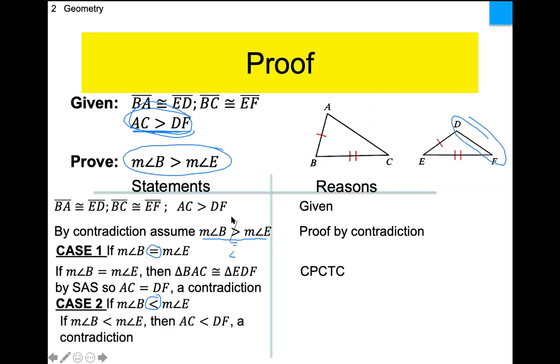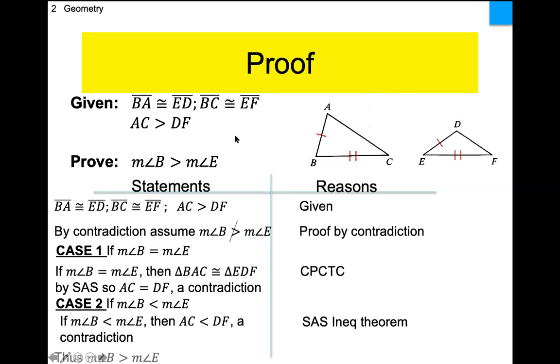So that can't happen. Why? Because in case 2 we're claiming that B is smaller than E. Therefore, by the SAS inequality theorem, DF must be the larger of the two. And that contradicts the fact that in the given, you're told that AC is larger than DF. So that didn't work either. If angle B is not equal and not less than, there's only one other possibility: B must be bigger than angle E, because I disproved all the other possible cases.